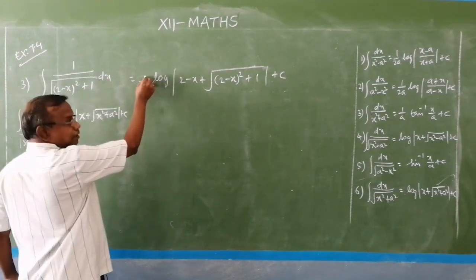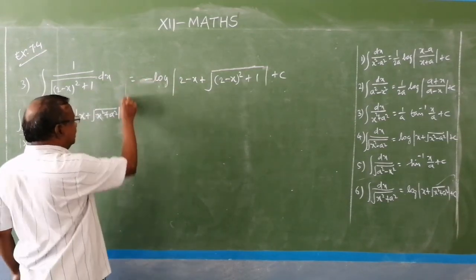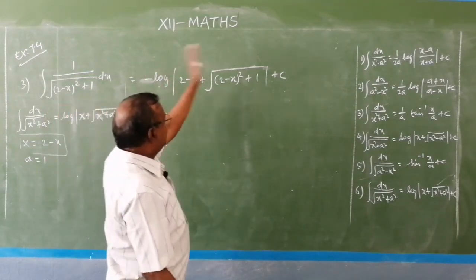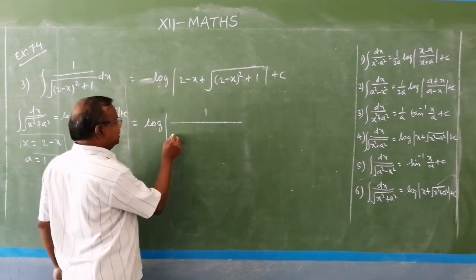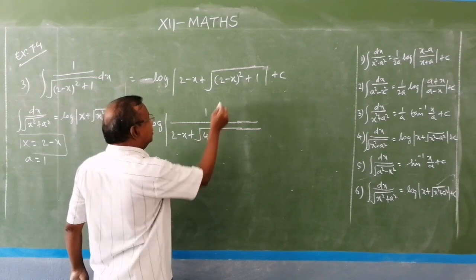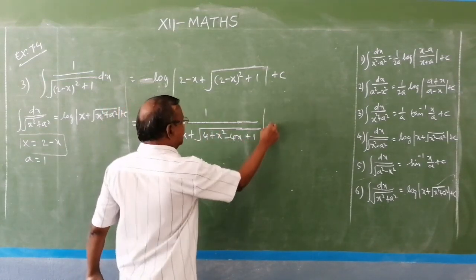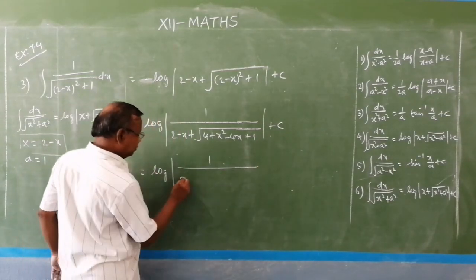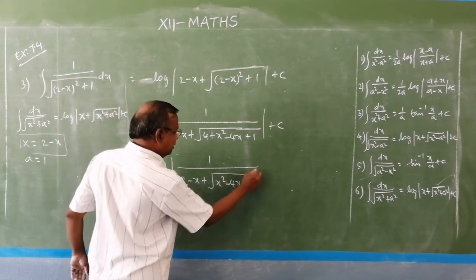So divide by minus 1, which is nothing but a minus sign. So the result is log of, bring the minus to the power, that is whole power minus 1, that will be 1 by something: 2 minus x plus root of, expand this, a square plus b square minus 2ab, minus 4x plus 1, plus c, which is equal to log of modulus of 1 by 2 minus x plus root of x square minus 4x plus 5, plus c.